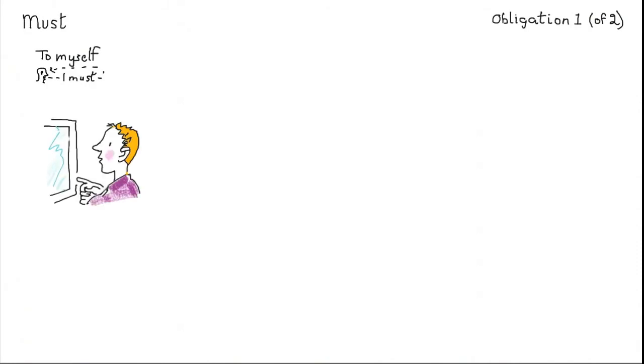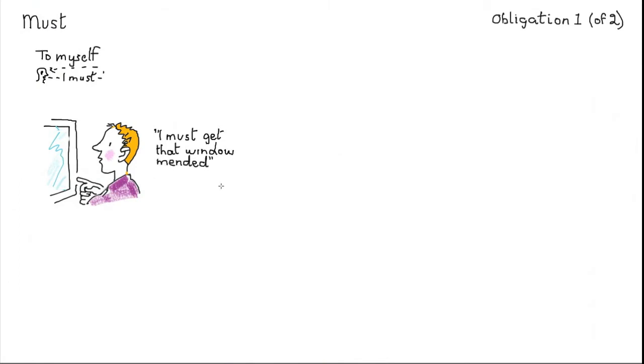So, we're looking at 3 ways of using must, and here's the first one. I'll just write to myself at the top here. Then I'll do a little drawing just to show the point to myself. There's the arrow back to me. And here's the first picture to illustrate. He's looking at a broken window. And what's he saying? He's saying, I must get that window mended.